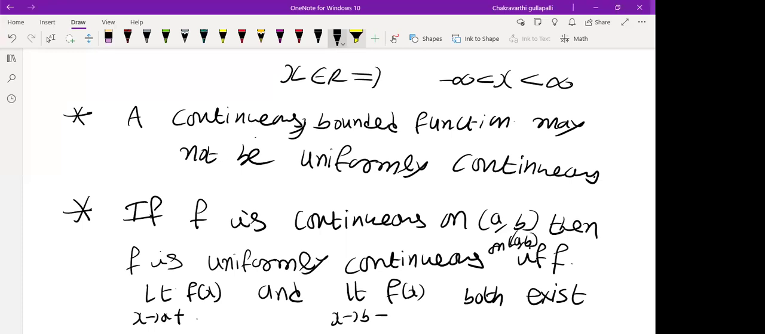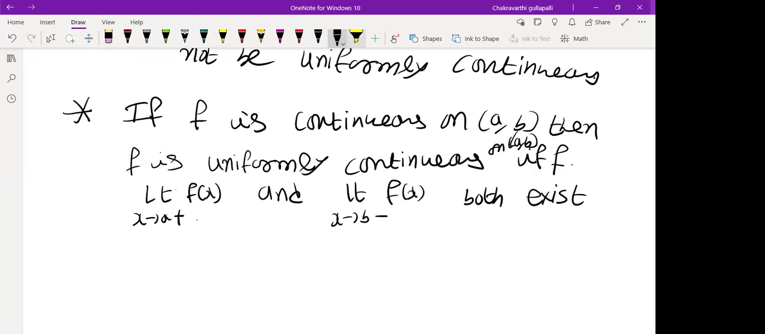So if it is continuous, we cannot say uniformly continuous, but if these two extra conditions are satisfied, at this end point, right limit should exist. At this point, left limit should exist. If they exist, then we can say it is uniformly continuous. Then when is it said to be uniformly continuous on R? R is minus infinity to plus infinity.